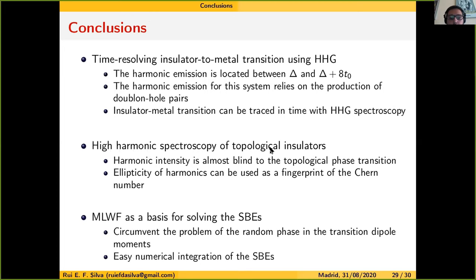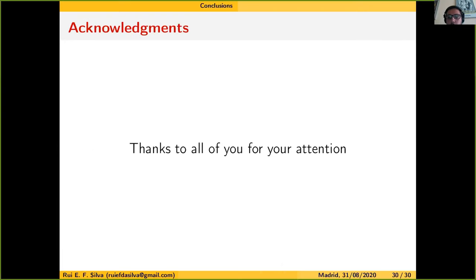Regarding the topological insulators, we have shown that harmonic intensity, at least for linearly polarized fields, is almost blind to the topological phase transition. On the other hand, we can take advantage of the ellipticity of the harmonics to see a fingerprint of the Chern number. And regarding the Wannier functions, we have shown how to circumvent the problem of random phase in the transition dipole moments, and this gives an easy numerical integration of the semiconductor Bloch equations. I would like to thank all of you for your attention. I hope to be on time.